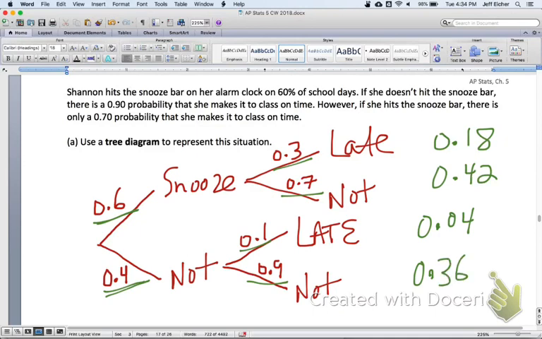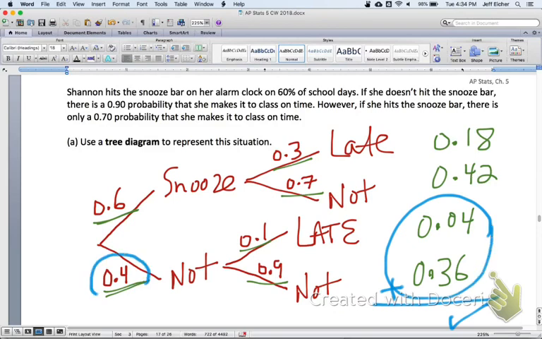A couple of things to notice about these numbers. You can check your work here. They should all add up to 1, and they do. Also, these two bottom ones should add up to this original bottom branch. And then these two top numbers should add up to this top branch, and they do.